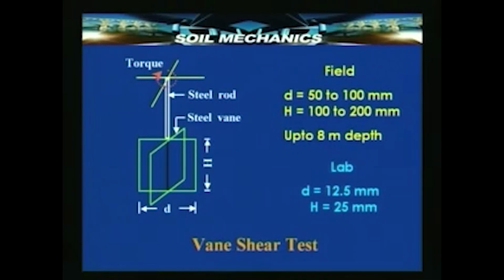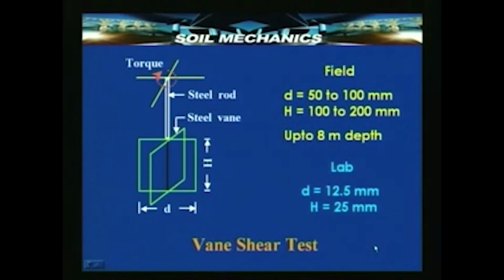As I mentioned last time, a vane is a device which has 2 blades or vanes like this, which are attached to a steel rod which can be rotated. There is a handle, that is a torque can be applied. It has got dimensions of h and d as shown. The values of d and h usually vary in this range in the field device, whereas in the miniature lab device the values are much smaller. D is only 12.5 mm and h, the height, is 25 mm.